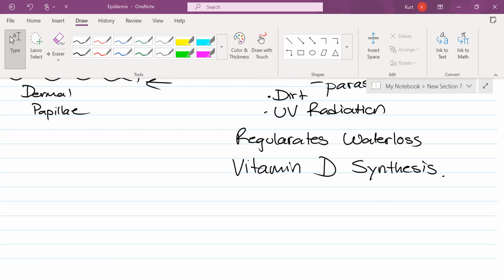Okay, so we have protection, water regulation, vitamin D synthesis, gathering sensory information. There's one more. Temperature regulation.